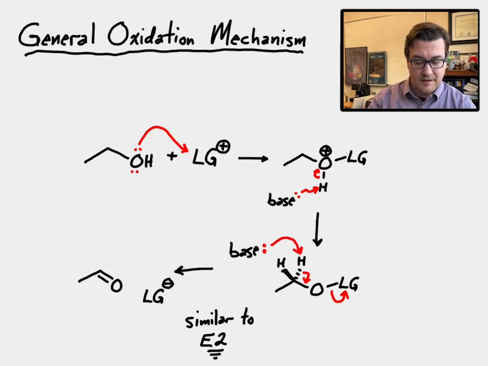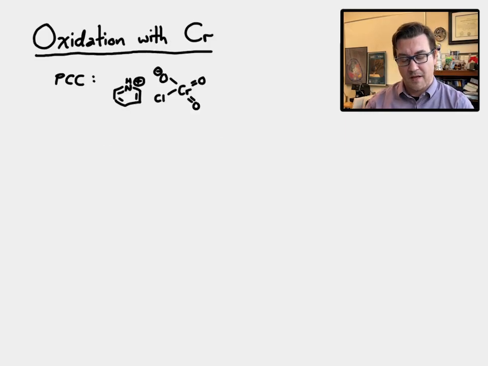Let's look at how this occurs with chromium. PCC stands for pyridinium, so it's protonated pyridine, chloro, that's what the first C stands for, chromate. So it's a chromium oxidation reagent. Chromium is a relatively toxic and dangerous metal to work with, and there are lots of other oxidants that we can use if we want to avoid it. This particular chromium is a chromium 6 species.